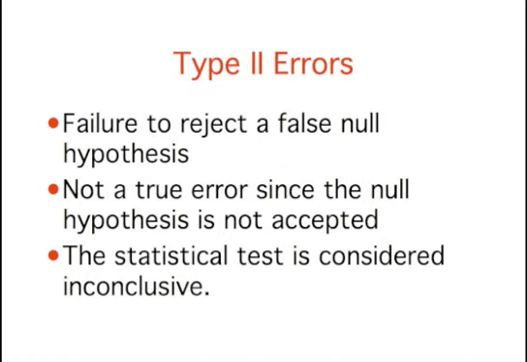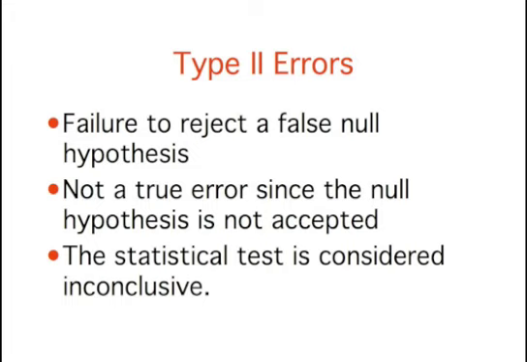The second type of error that can be made in significance testing is failing to reject a false null hypothesis. This kind of error is called a type 2 error. Unlike a type 1 error, a type 2 error is not really an error. When a statistical test is not significant, it means that the data do not provide strong evidence that the null hypothesis is false. Lack of significance does not support the conclusion that the null hypothesis is true.